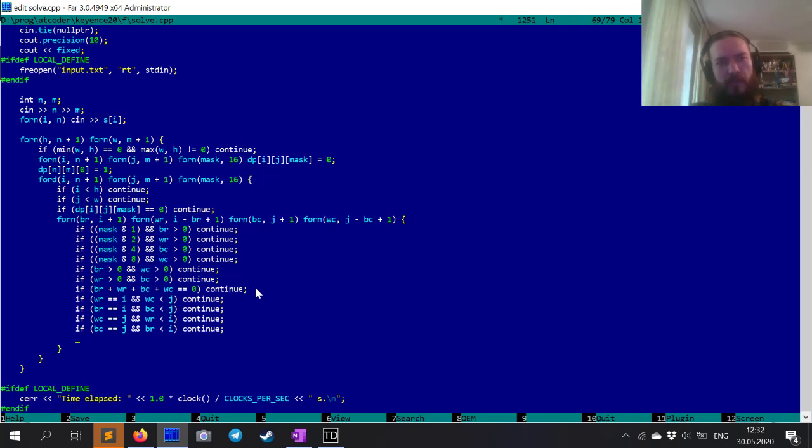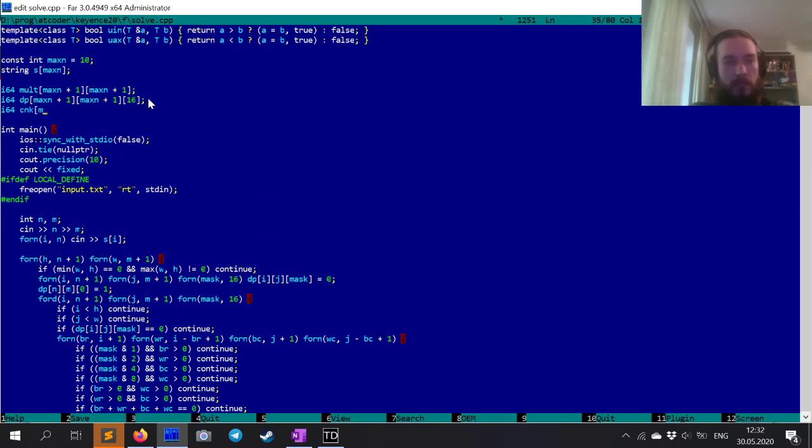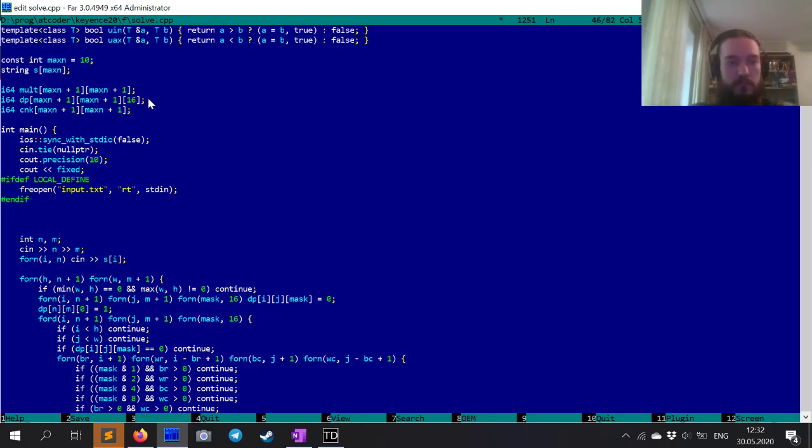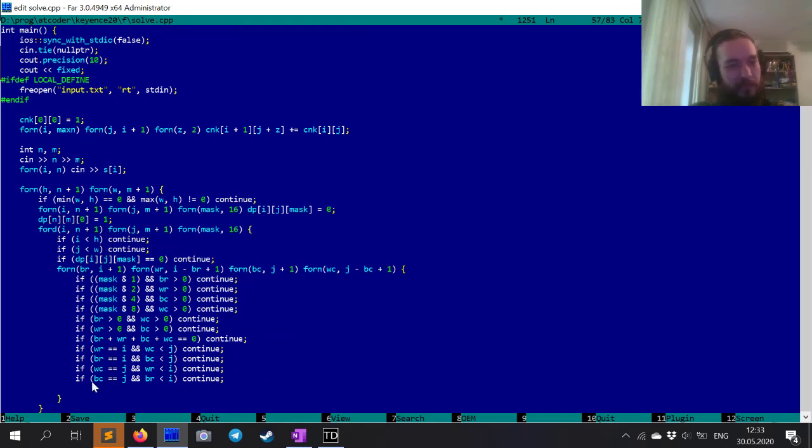We also need the binomials, right? So let's calculate the binomials real quick. This is simple to do. I'm not going to go into too many details, but this is how you can do it. A short way you can calculate the binomials is with Pascal's triangle.